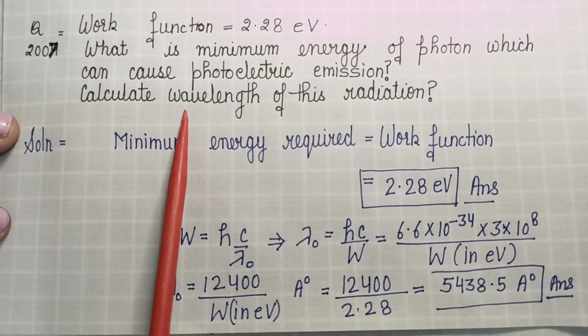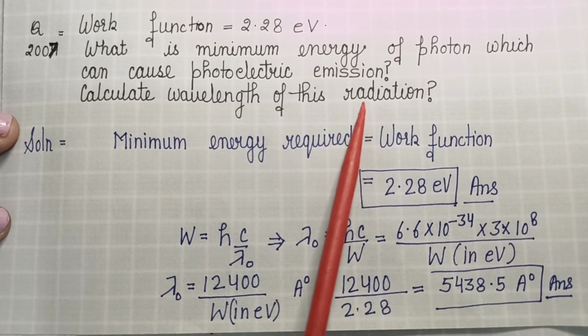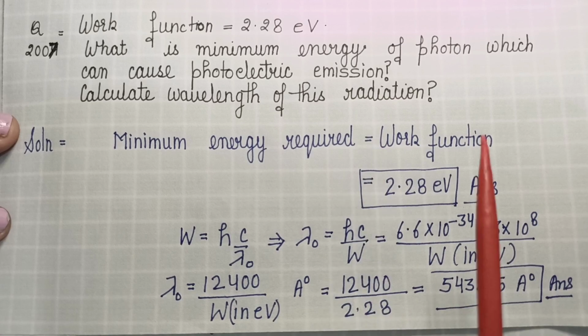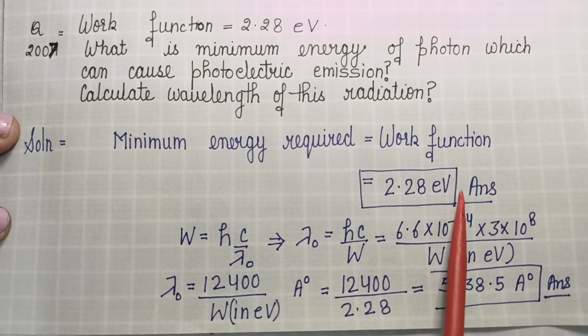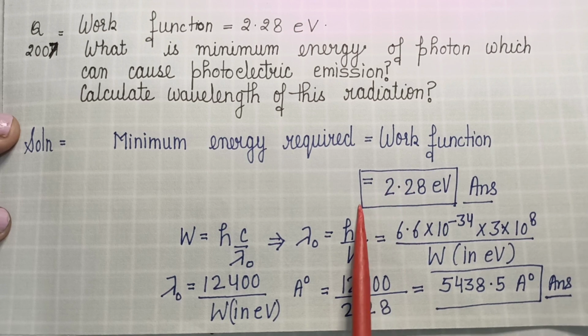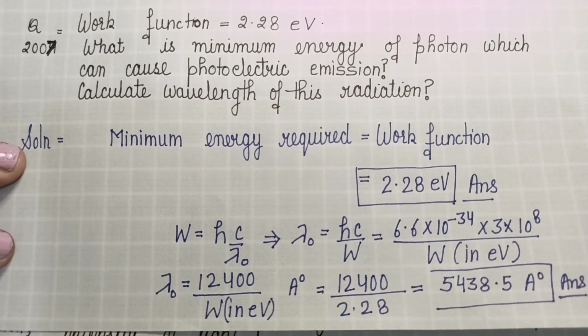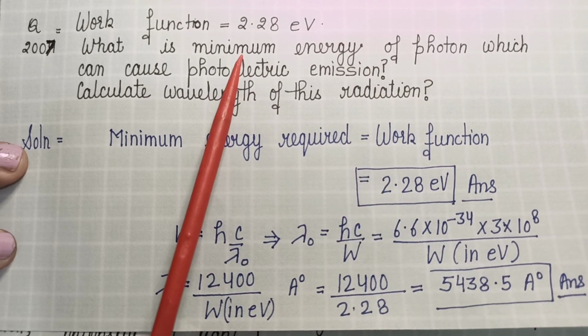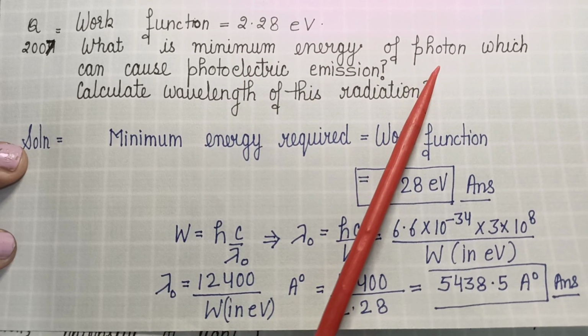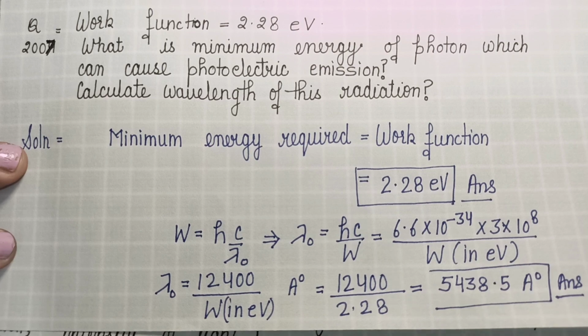Here again you can see that the wavelength of the incident radiation is being asked, and the same formula applies, that is, the minimum energy required is equal to the work function. So calculate the work function, and after that, using the formula for work function, you can calculate the minimum energy of the photon, that is, the minimum wavelength of the photon required to show the photoelectric effect.